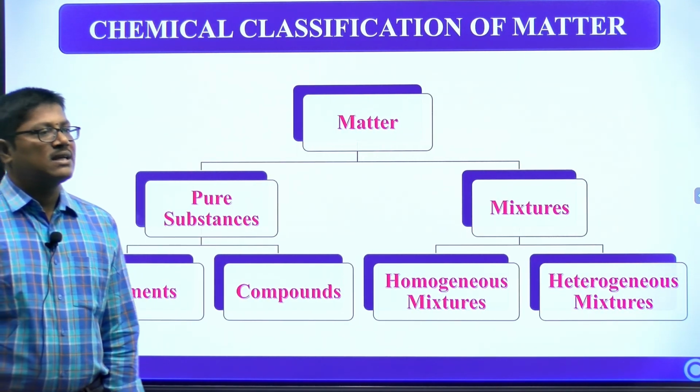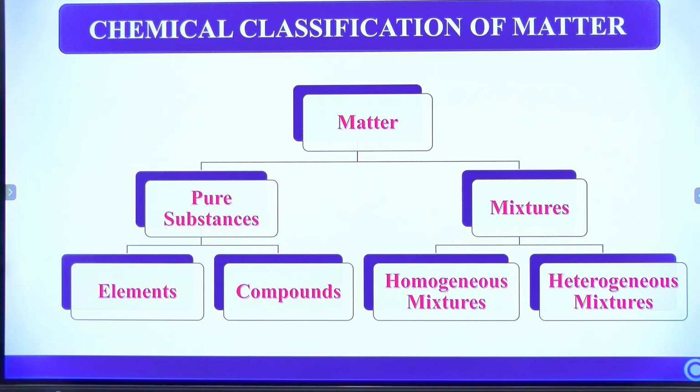Let us discuss the chemical classification of matter. Matter can be classified into two types. One is pure substances, the other one is mixtures. The pure substances are once again classified into elements and compounds. The mixtures are classified into homogeneous mixtures and heterogeneous mixtures. Let us discuss in detail the pure substances.